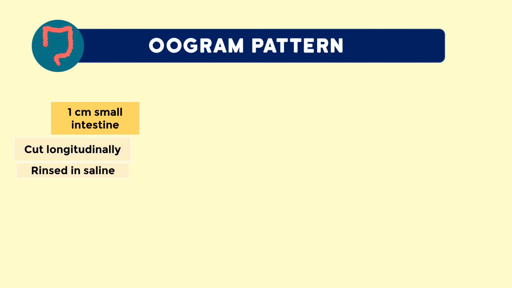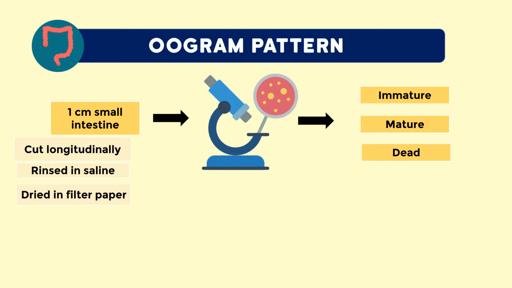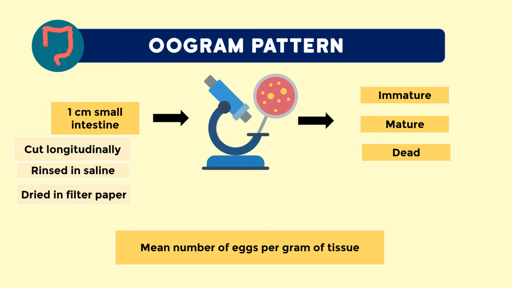For the oogram pattern, after the perfusion, 1 cm length of small intestine was cut longitudinally, rinsed in saline, dried in filter paper, and compressed between glass slides and examined under the microscope. Eggs of S. mansoni were classified into immature, mature, and dead ones. Results were expressed in terms of mean number of eggs per gram of tissue.